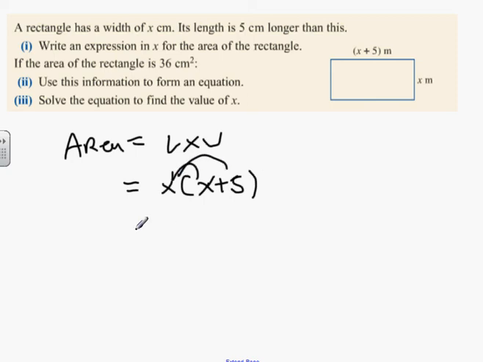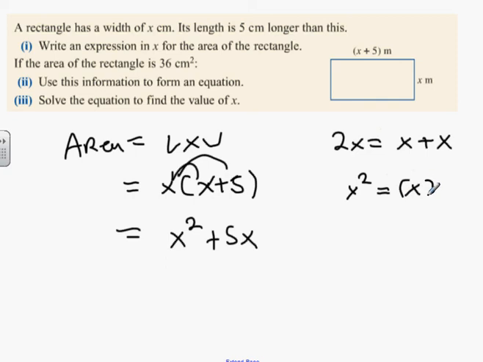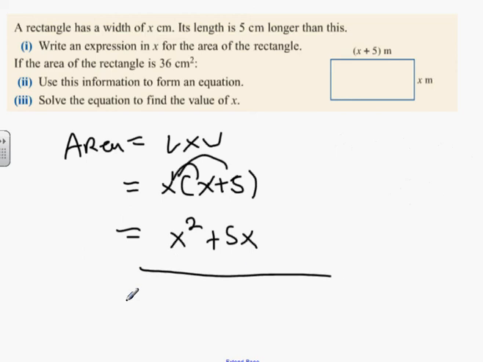What do you get when you multiply it out? 2x plus... No. x by x, x squared. x squared plus 5x. What's the difference between 2x and x squared, anybody? 2x means x plus x, or 2 multiplied by x, while x squared means x multiplied by x. Okay? Now that we've established that, can somebody tell me how do you set up the equation now?